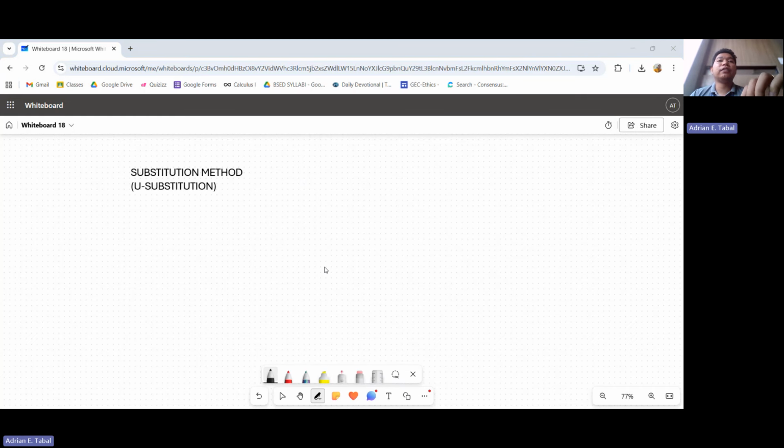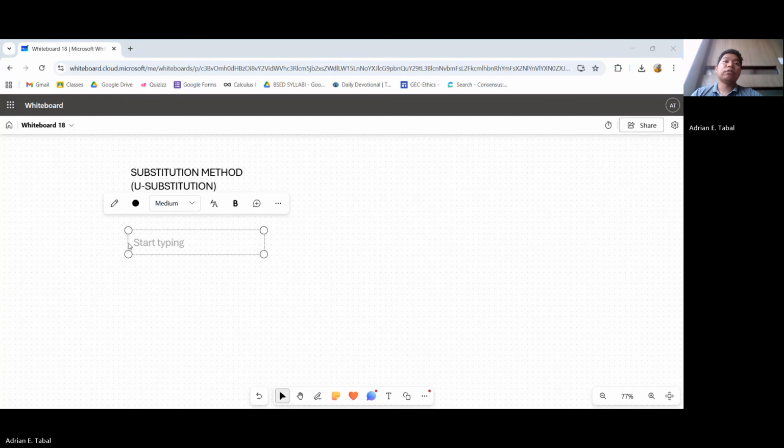So the concept behind the substitution: there are 4 steps in the substitution method. First, we are going to identify the function. This is the first one.